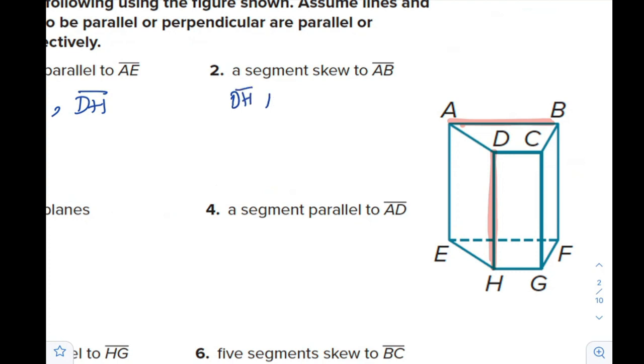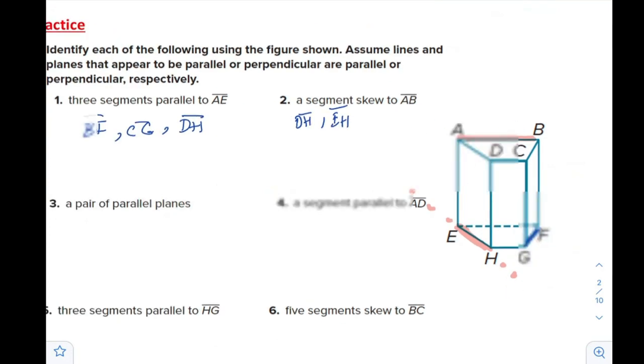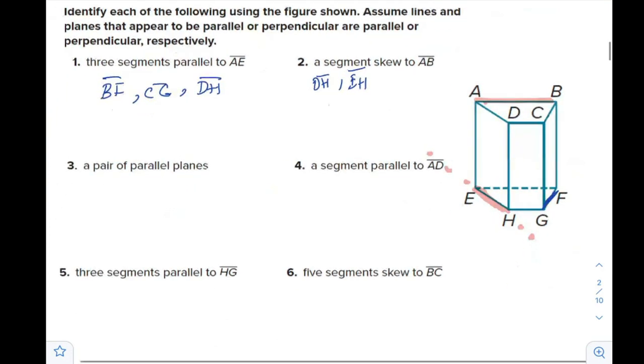What else? Let's check. EH. EH is this one. Indeed, if you extend EH, it will not intersect with AB. We have many here. For example GF can also be skew with AB. Okay, so let's arrange our writing here: EH.